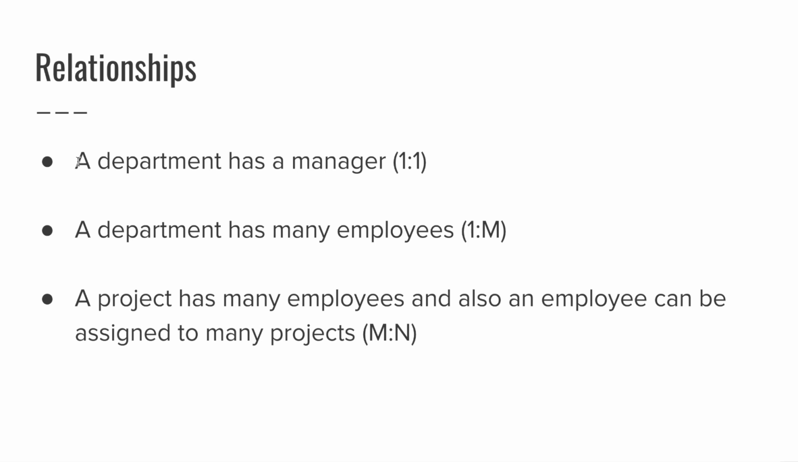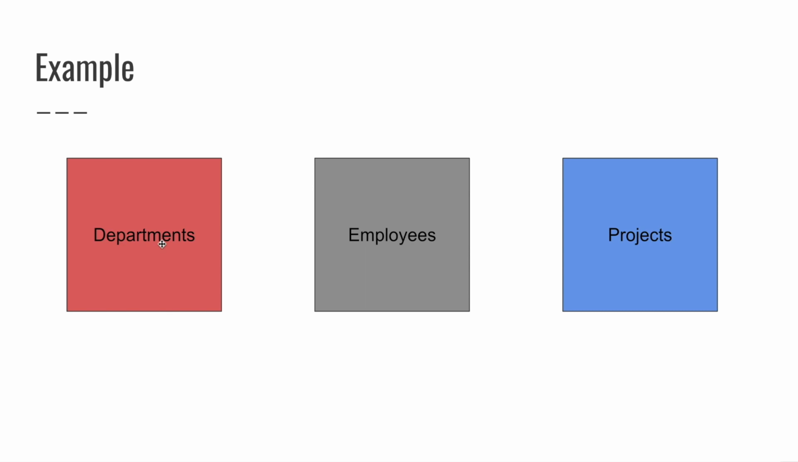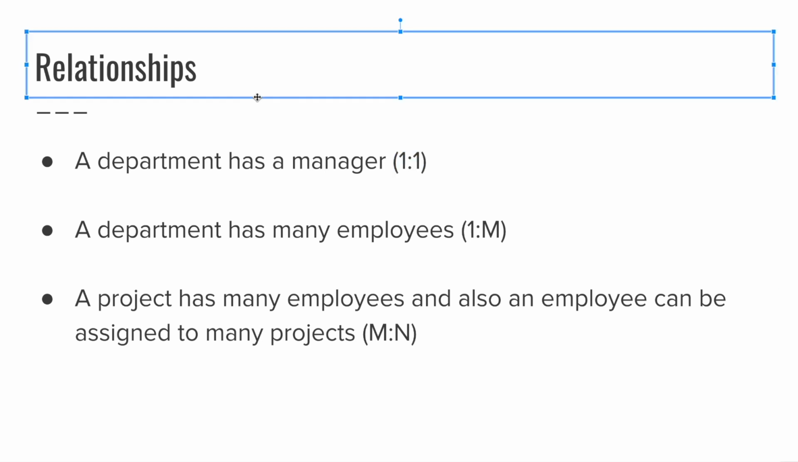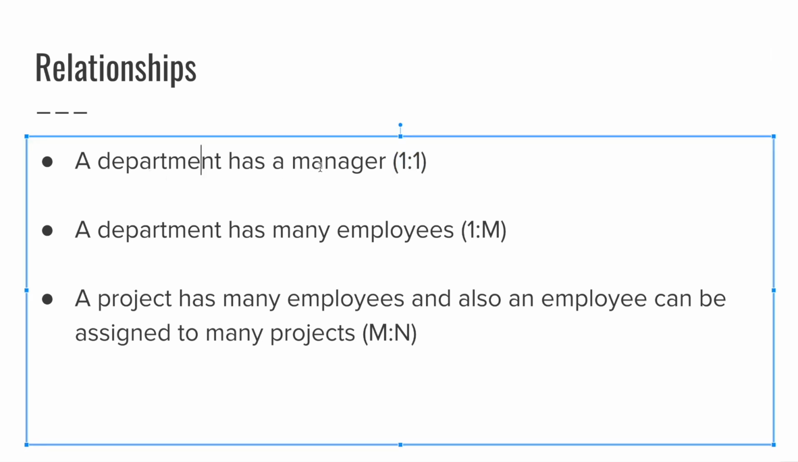One of the relationships that we are going to map is that a department has a manager. That manager is also included in the employees, right? Of course, a manager is also an employee. So a department has a manager. What type of relationship is that? It's a one-to-one mapping, because one department has only one manager, right?